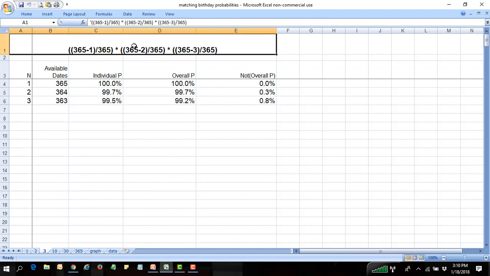So we're looking at this equation up here as the one we're actually implementing. Each time we add another person, we're making the equation longer. So it's the 364 over 365. That's the probability of the second person, first person.